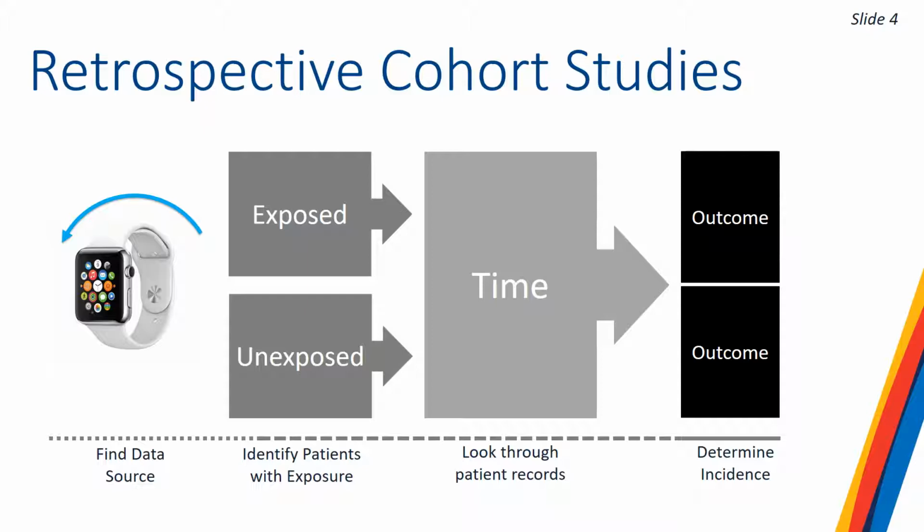Oftentimes this is conducted using secondary data, which means that you have less control over the data and data quality and the questions that were asked, and the findings are possibly outdated, but overall it's a pretty good substitute for a prospective cohort, and especially very cost-saving.